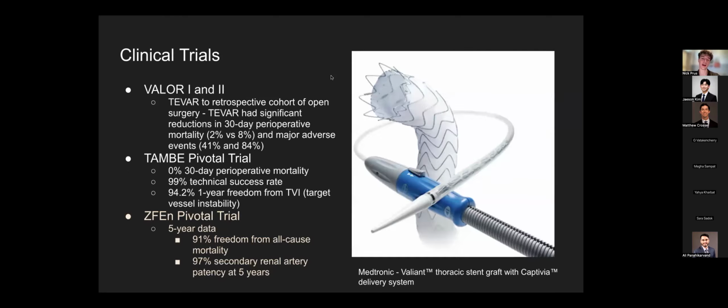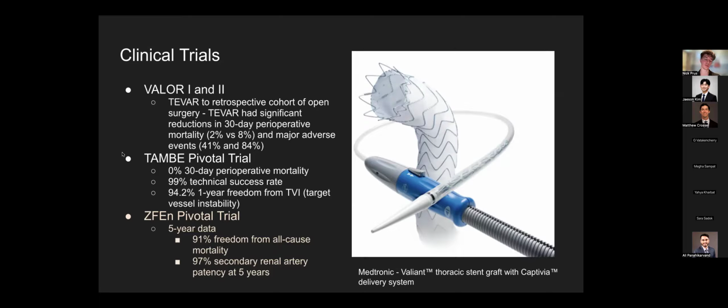These are some clinical trials that were done in this space. I didn't go too in depth because I just wanted to include as much as I can, but just cover the heavy hitting points. So in VALOR 1 and 2, TEVAR was compared retrospectively to a cohort of open surgery. TEVAR had significant reductions in 30-day perioperative mortality, only 2% for TEVAR and 8% in open. And then major adverse events were 41% for TEVAR, 84% for open.